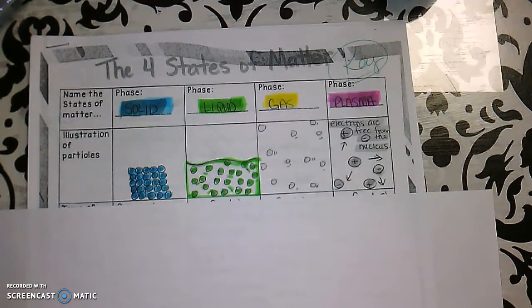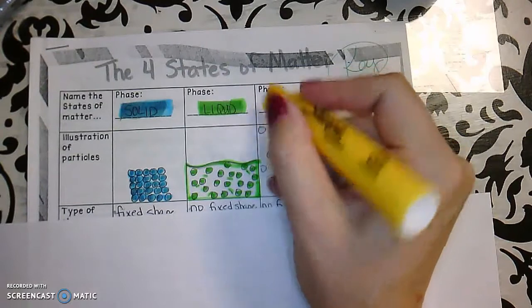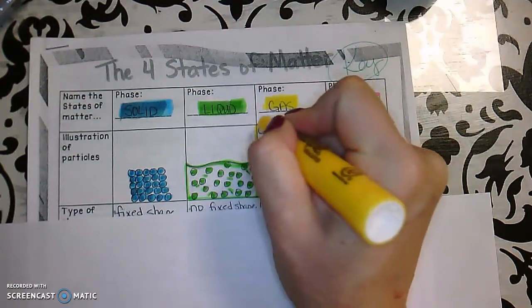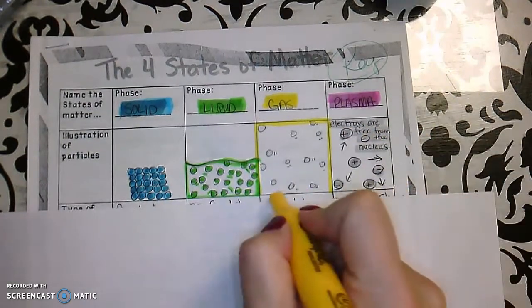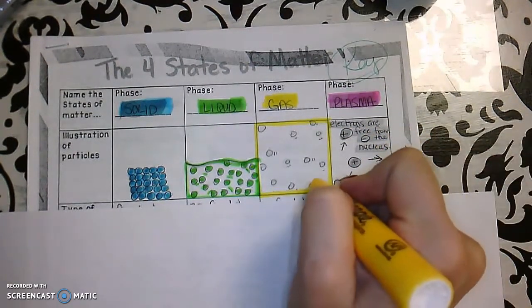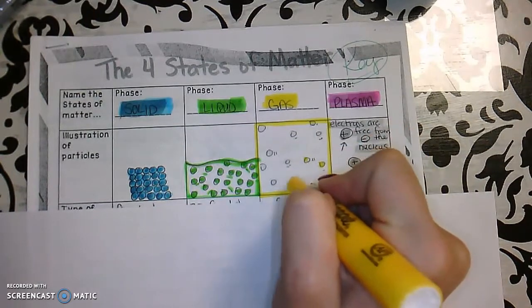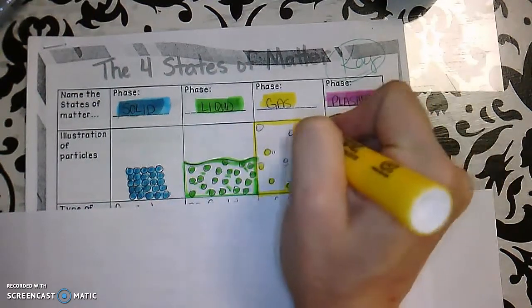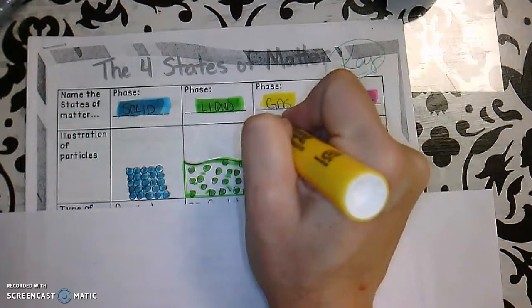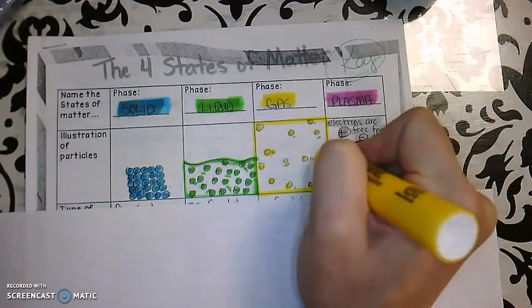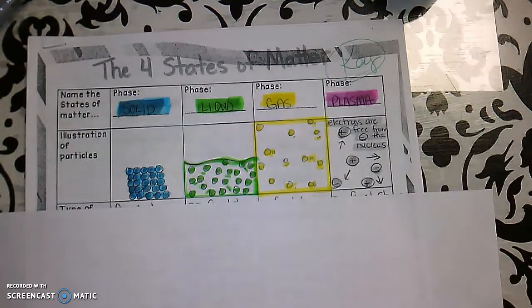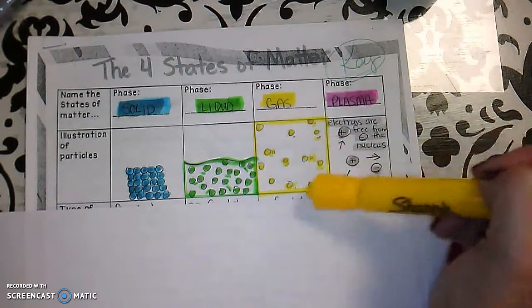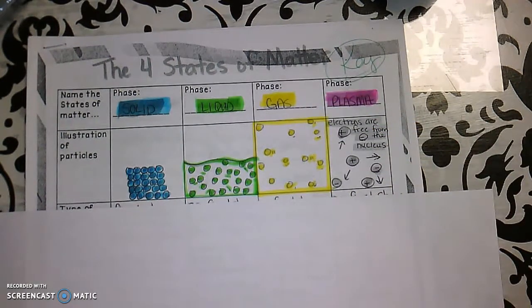That's the job of a gas. So a gas is going to expand or contract to fit the container. The particles are going to be even more spread out. There's going to be more kinetic energy, so they're going to be moving even faster. And they're going to spread to fill the whole container.